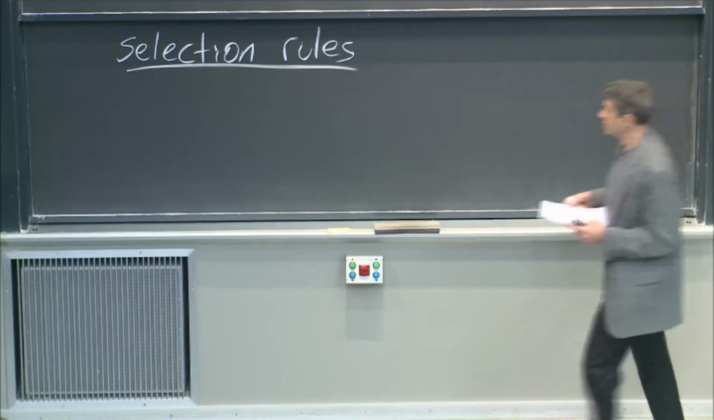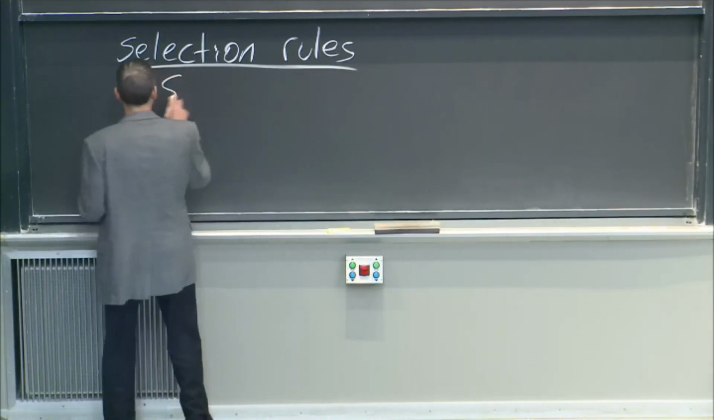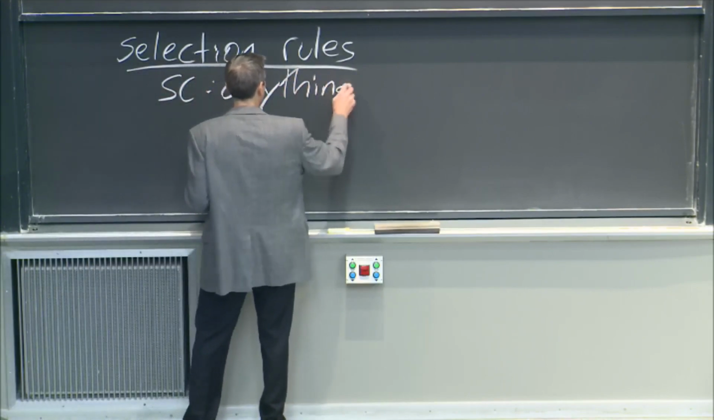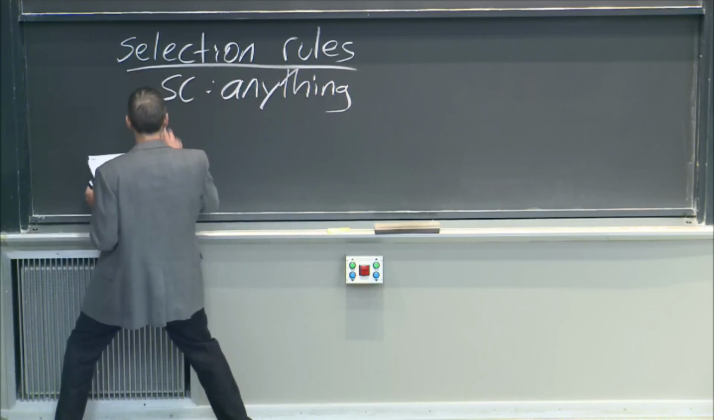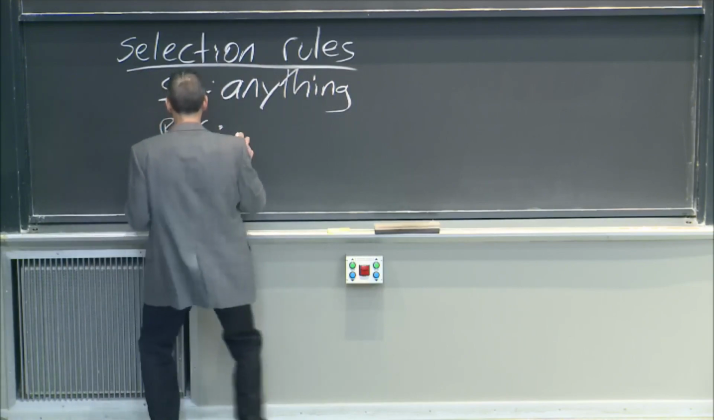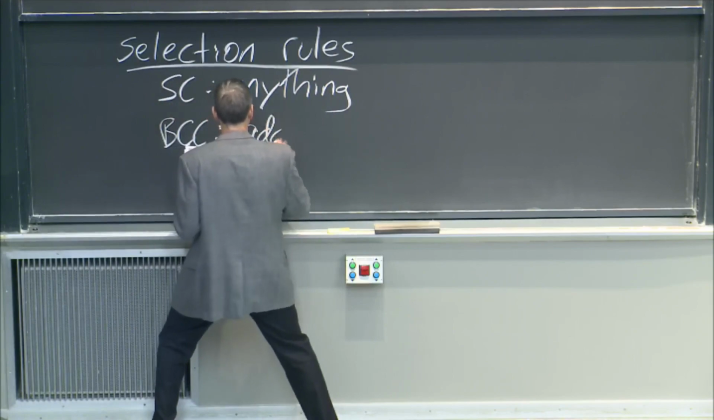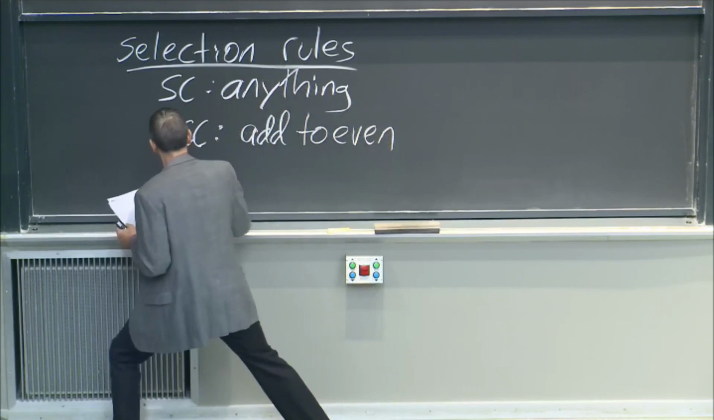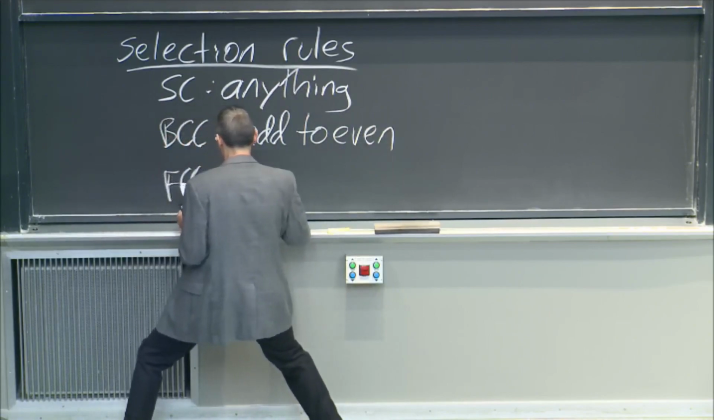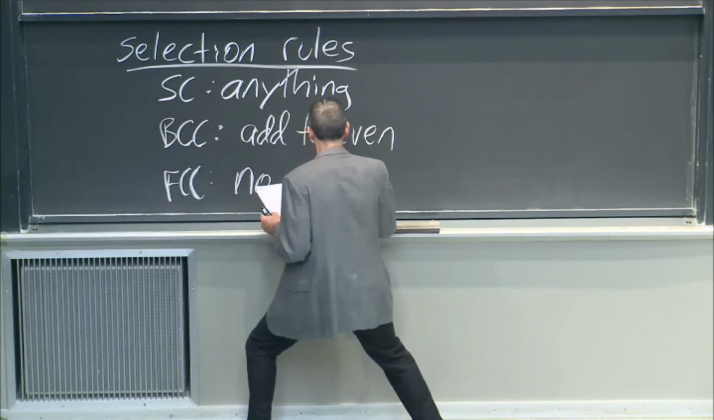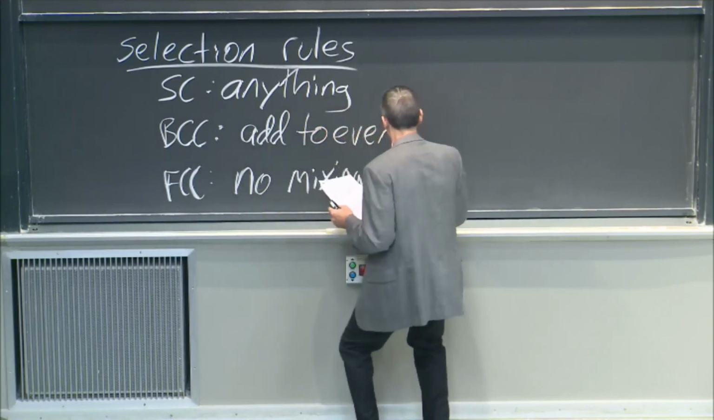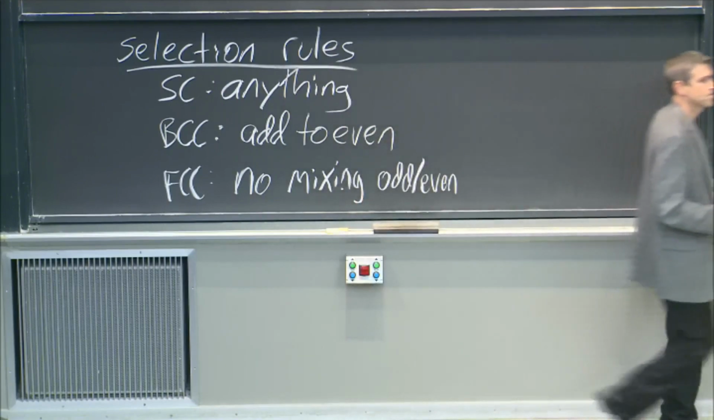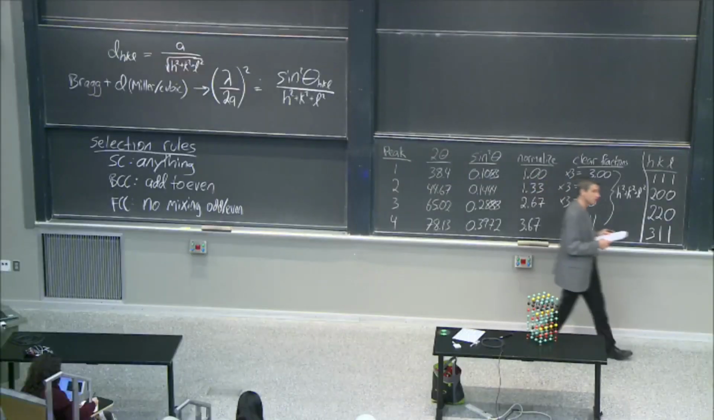And when it comes down to it, for simple cubic, it's anything goes. Oh, polonium. And for BCC, it adds to an even number. And for FCC, no mixing. No mixing of odd and even. Those are the selection rules. You don't need to know how to derive them, but I do want you to know what they are.